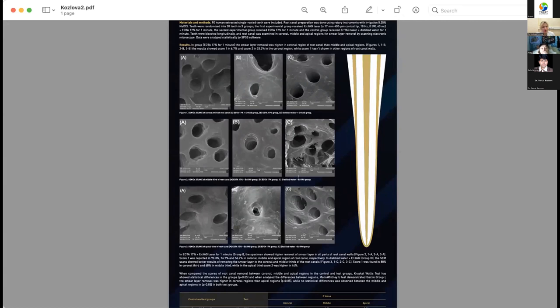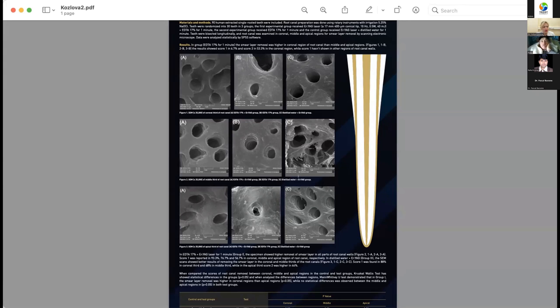In the group where we just used the EDTA, which is ethylenediaminetetraacetic acid, 17% for someone who is not familiar with dentistry, because we're using it a lot. In this group with only EDTA, the smear layer removal was higher in the coronal region of the root canal than the middle and apical regions, which is clear because it's much easier to reach, as I already mentioned before.